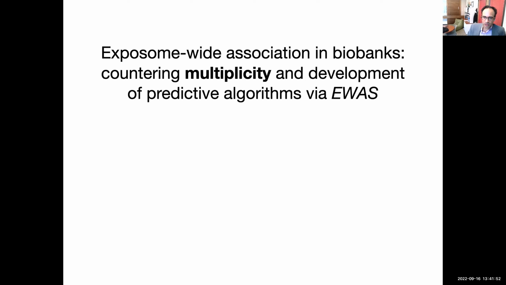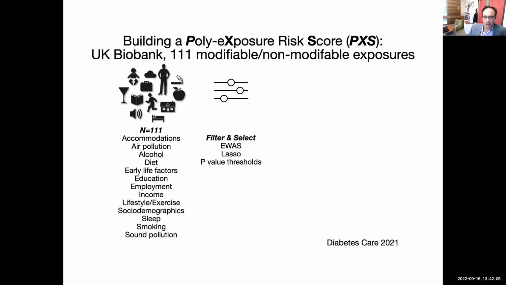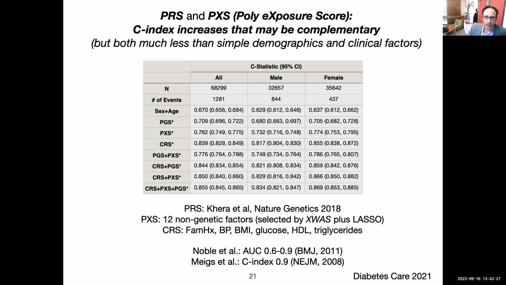And so exposome-wide association studies will help us counter multiplicity, both defeating it and dealing with it, and in the development of predictive algorithms. So here's an example of how we did this, also in the UK Biobank, where we took a bunch of modifiable and not so modifiable exposures. She used an exposure-wide approach to prioritize, and then started selecting individual modifiable factors and non-modifiable, non-genetic factors to see if she could build a predictive model. And yes, she could. The next question was, how does it compare to the existing polygenic risk scores that our neighbors are so fond of using in complex diseases? By the way, it beats it very handily.